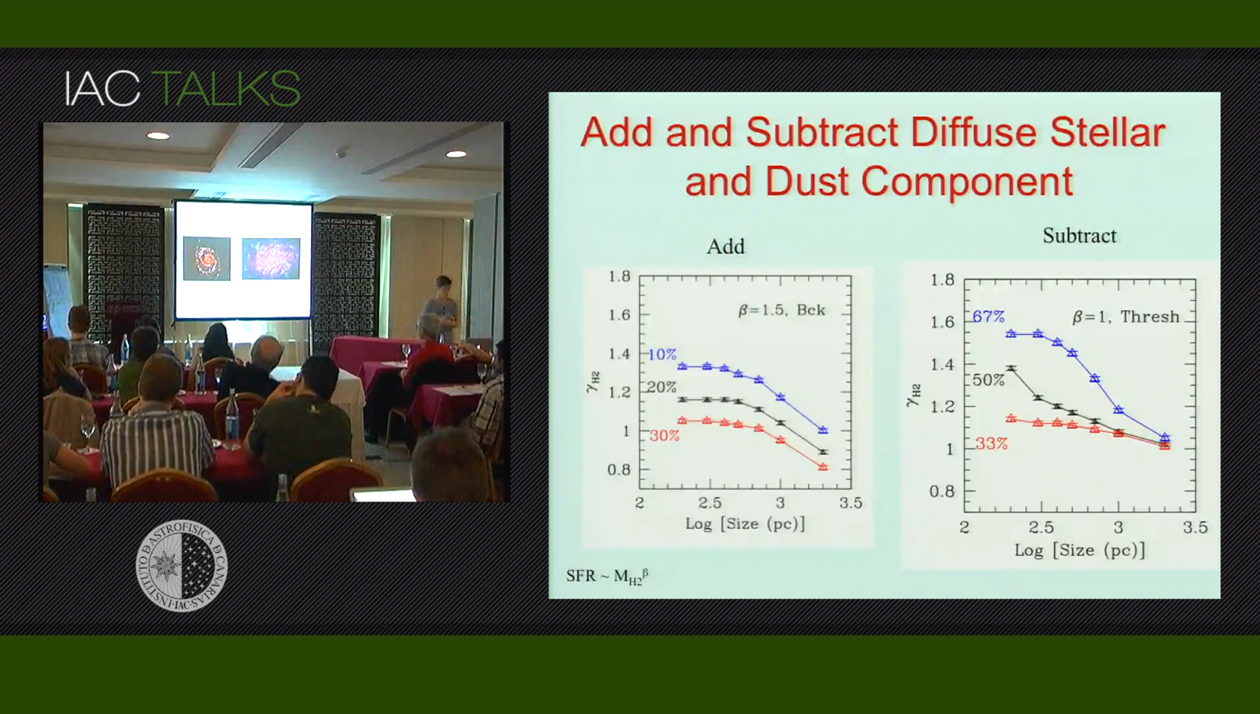Let's say I claim, okay, my clouds are forming stars at a rate that is proportional to the mass of the cloud, but then I say that the smallest clouds do not form any stars. What is happening? This is what I call the B equal 1 with a threshold. I remove 33% of the star formation rate at the bottom, 50% and 67%. As you can see, my measured slope increases.